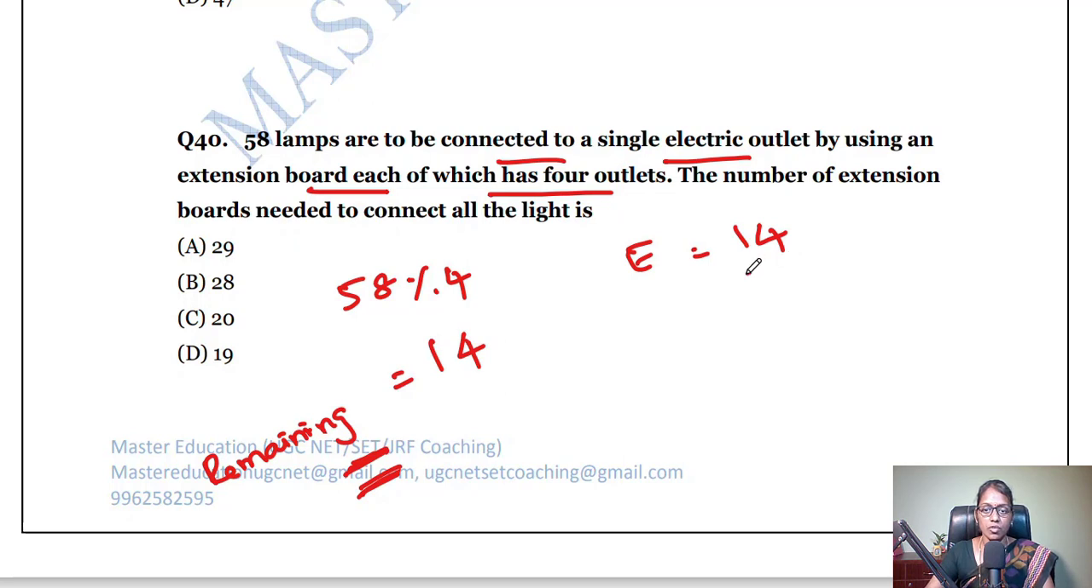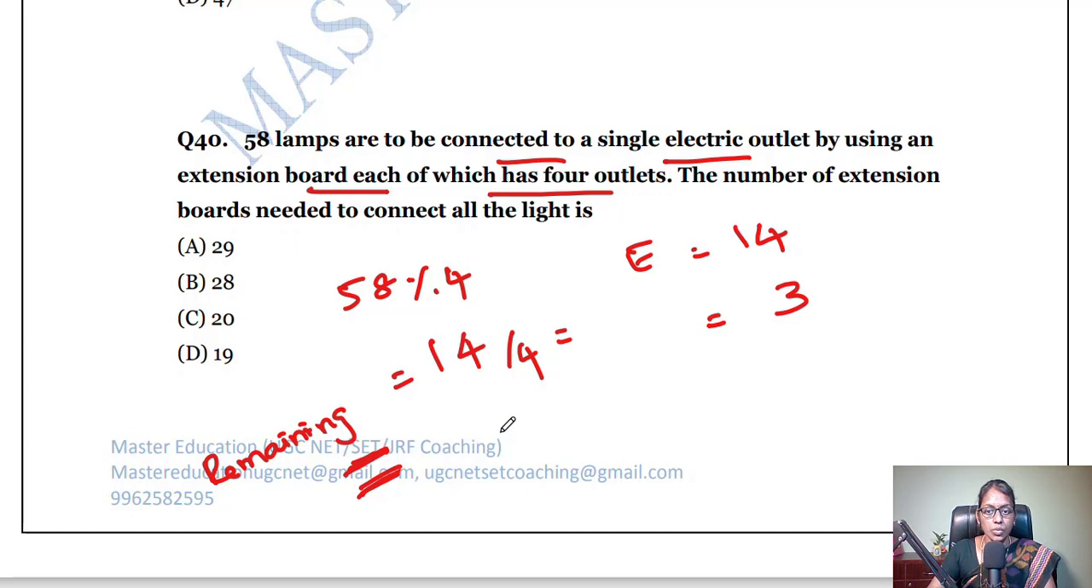Then 14 is divided by 4 again. How many extension cords do I require? First time, the extension cords required are 58 divided by 4, which is 14, and the remainder is 2 lines. Then these 14 extension cords I have to connect again: 14 divided by 4. 3 fours are 12, so again I need 3 extension cords to combine in the next stage.